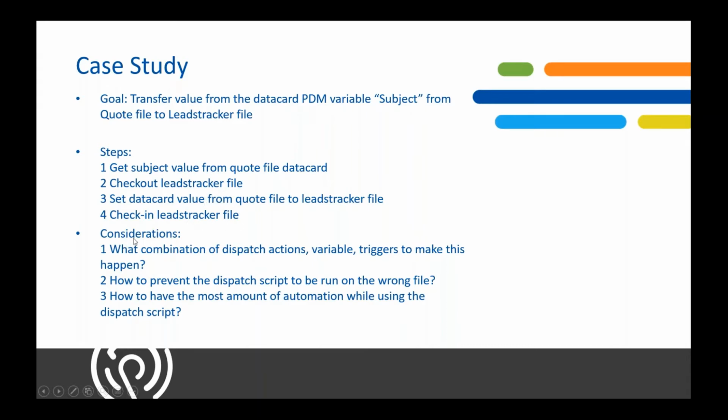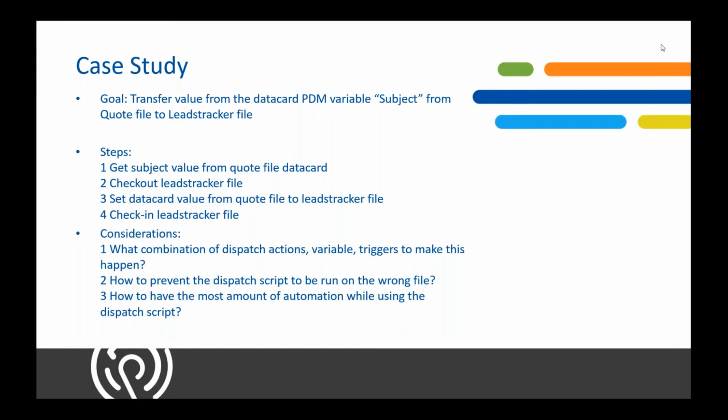And then we're going to go ahead and check in the leads tracker file to save the changes. Okay. And just some considerations that I might think about after laying out the steps are, what combination of dispatch actions, variables, and triggers do I need to make this happen? Another one is, how do we prevent this dispatch script from being run on the wrong file? Are there any measures to prevent that? And another one is maybe how can I get the most amount of automation using the script? You can create scripts that cut out half the amount of work, or you can create a script that cuts out all of the work that your user has to do. So just some things to think about.